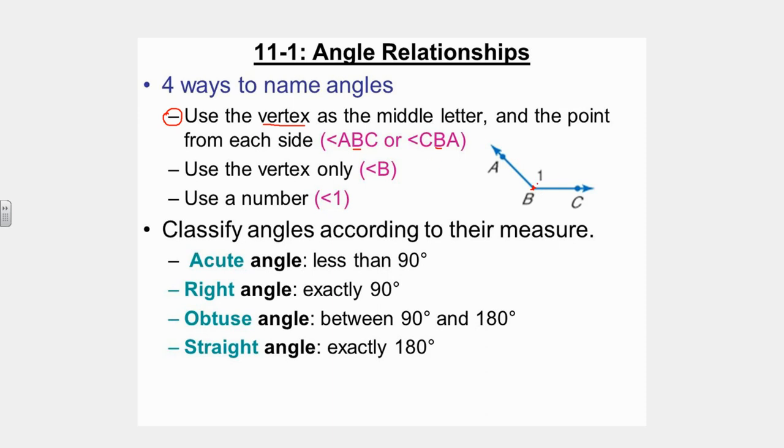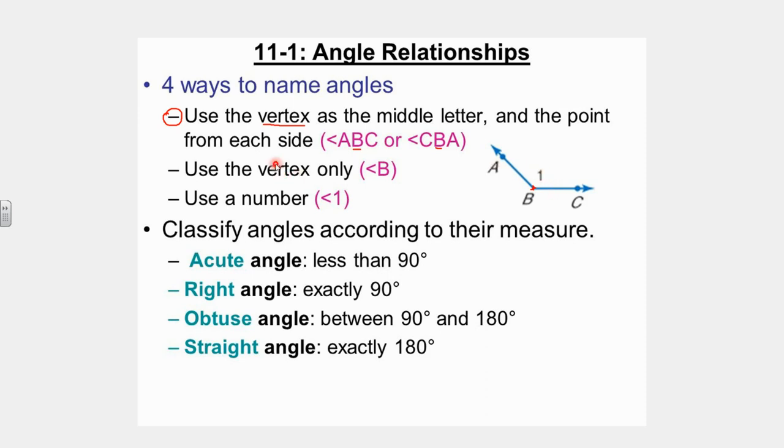So again, I could say, hey, this would be angle CBA. So I could say angle CBA. Again, I'm referring to angle B. Or I could say angle ABC, and I'm still referring to this angle right here, okay?